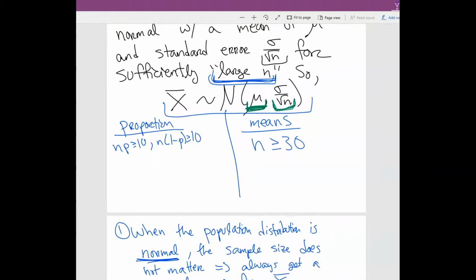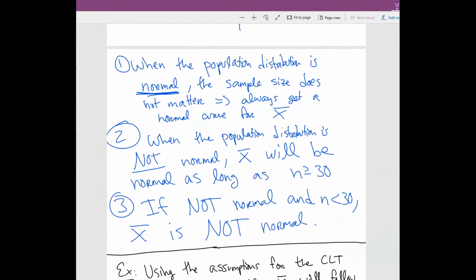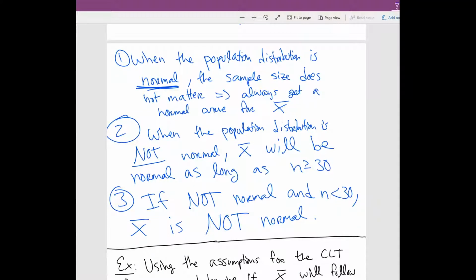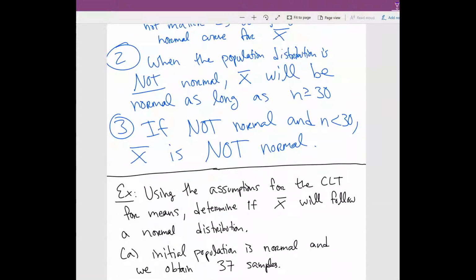Now there were a couple of conditions, so I wrote this in blue. If the population distribution in the beginning is normal, then the sample size does not matter. You will always get a normal curve for x bar. If the population distribution is not normal, so if it's skewed or uniform or something else, then x bar will be normal only if n is greater than or equal to 30. If the original population is not normal and n is less than 30, then x bar is definitely not normal either.